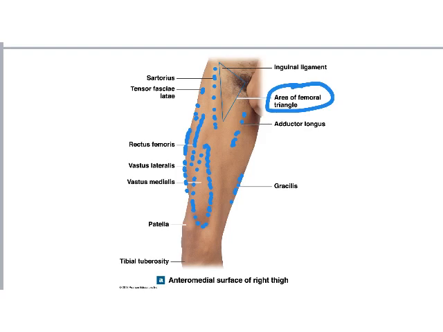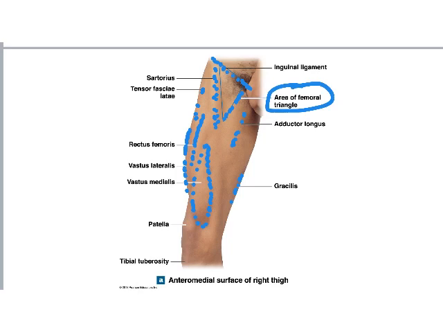But it becomes really important because it's where you're going to find the femoral artery, vein, and nerve, and these are important clinical structures. So the inguinal ligament is going to go from that anterior superior iliac spine down to the pubic symphysis. So that's going to form kind of the superior edge of that triangle. And then sartorius will form the lateral edge. And then the edge of adductor longus will kind of form the medial edge.